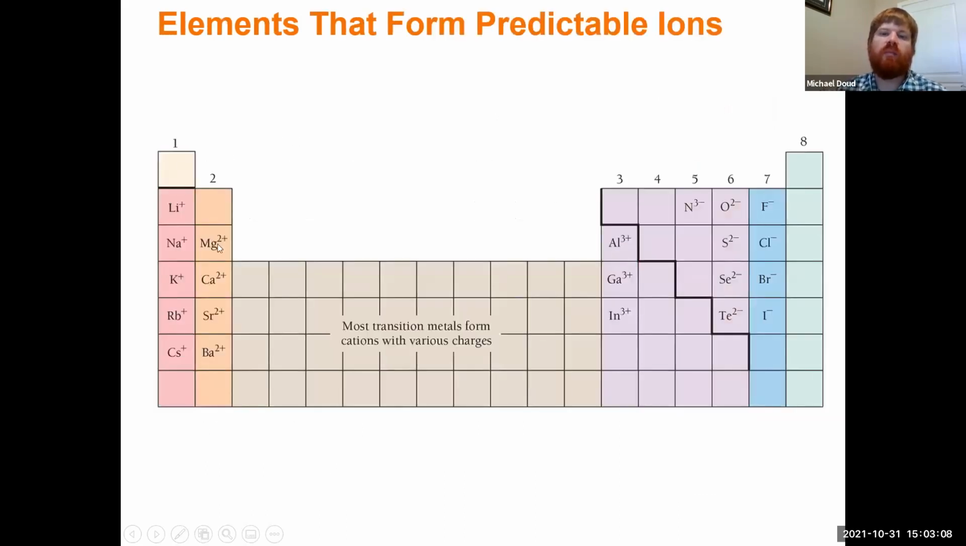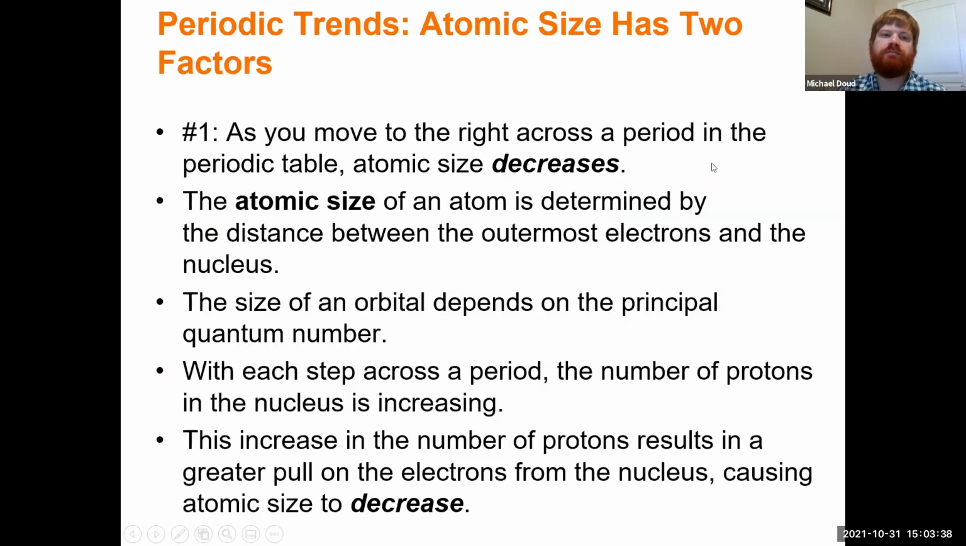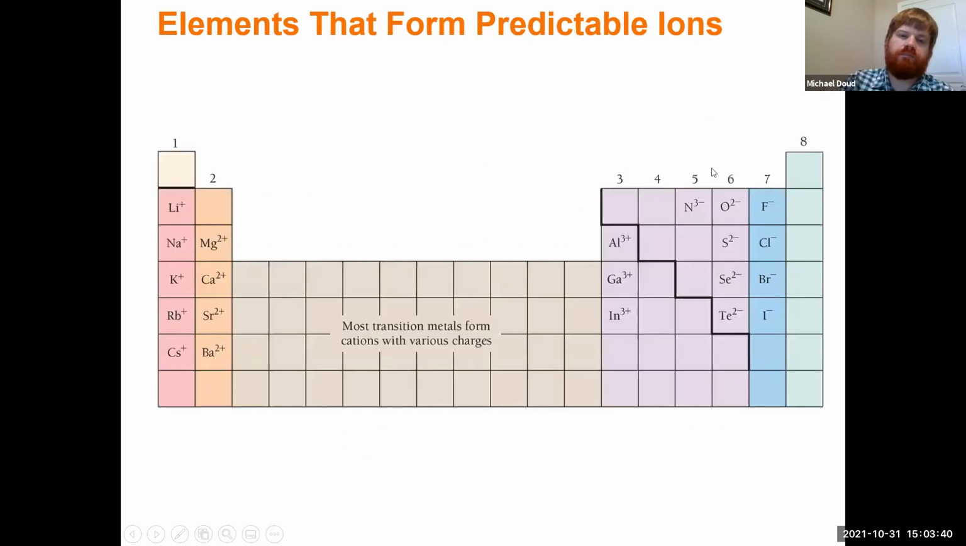So remember, this is from our predictable ion chart. Remember that metals in group 1A and 2A form +1 and then +2 respectively. Group 3A forms +3. Group 7A forms -1. Group 6A forms -2. And group 5A forms -3. Again, each of these ions form because when they either give up those electrons or gain those electrons, they are able to achieve a noble gas electron configuration. Okay, so that explains why ions form.